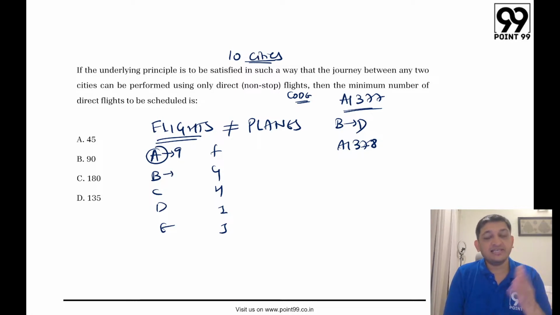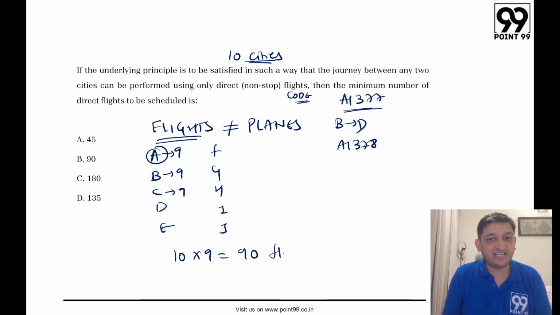Now let's say you are present in city B. You need to have the freedom to go to any of the remaining 9 cities in the morning. So you should have 9 flights starting from B as well. Similarly, you should have 9 flights starting from C as well. Like this, in every city you should have 9 flights in the morning departing from that city, right? Because there are 10 cities, 10 cities into 9 flights per city is 90 flights.